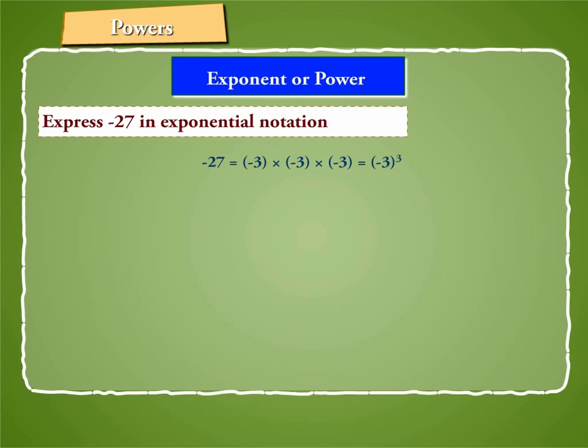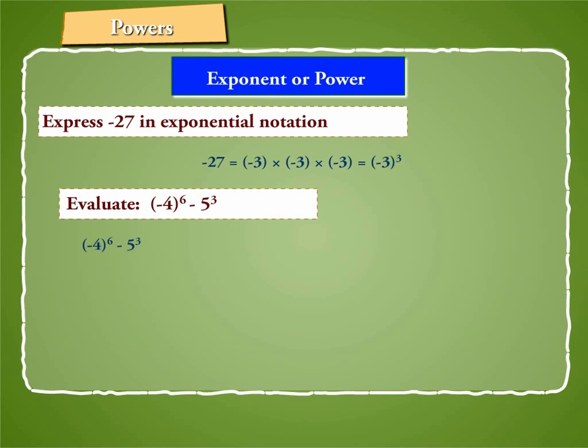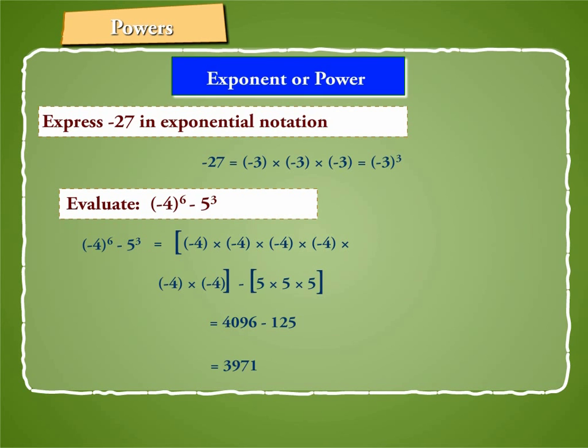Now let us evaluate minus 4 raised to power 6 minus 5 cube. So we have minus 4 raised to power 6 minus 5 cube is equal to minus 4 into minus 4 into minus 4 into minus 4 into minus 4 into minus 4 minus 5 into 5 into 5, which is equal to 4096 minus 125 is equal to 3971.